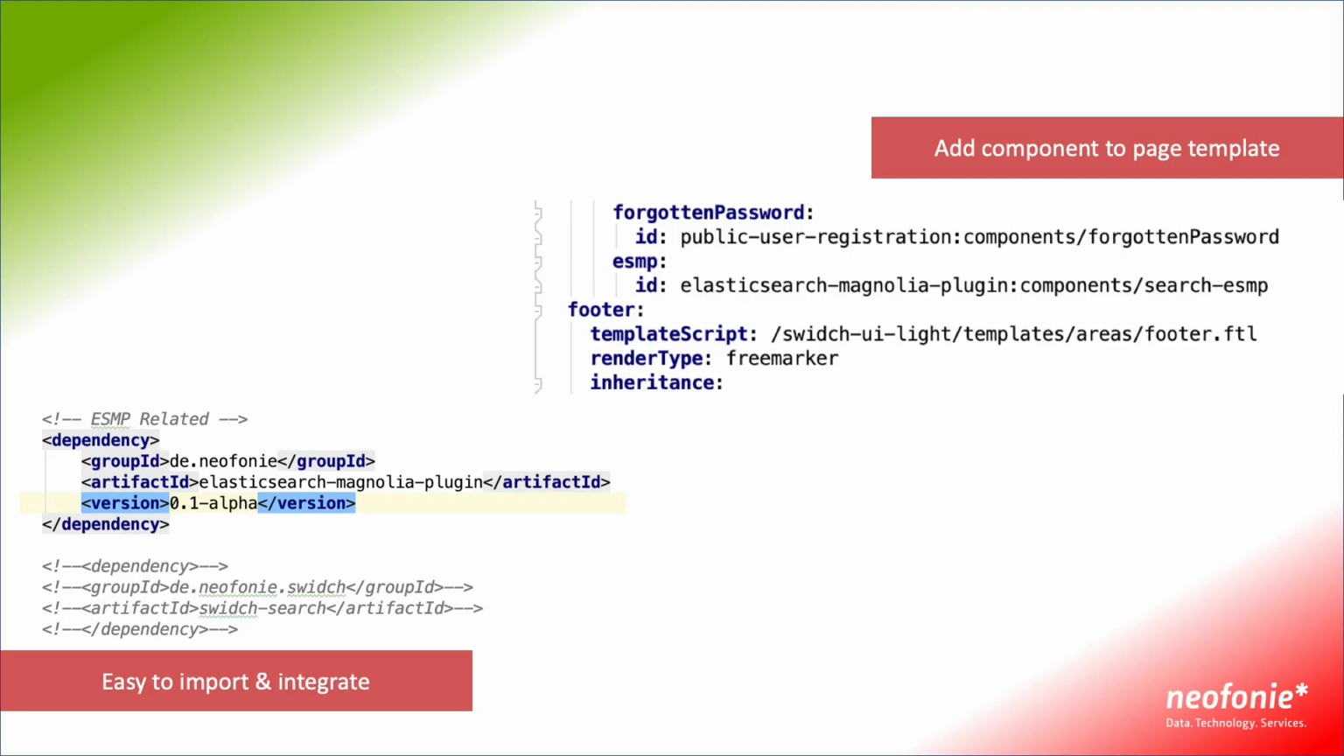If you are going to use our module, all you need to do is actually to declare the dependency within your web app's POM file, as well as to enable our supplied component within your page template definition. And this is all what you need to do. Afterwards, you can actually start your Magnolia instance.